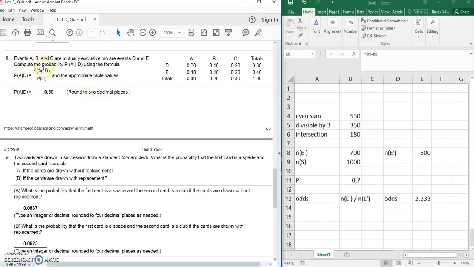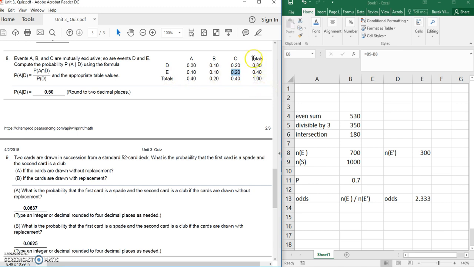So number 8 is a conditional probability question. It might seem complicated, and some of them are, but some of them are really simple. In this case, it is saying events A, B, C are mutually exclusive, and also D and E are. So A, B, C cannot happen together, and D and E cannot happen together. But A can happen together with D and E, and same thing as B can happen together with D and E. And this table tells you, for example, this 0.10 is the probability of A and E happening together. And this 0.20 is the probability of C and E happening together.